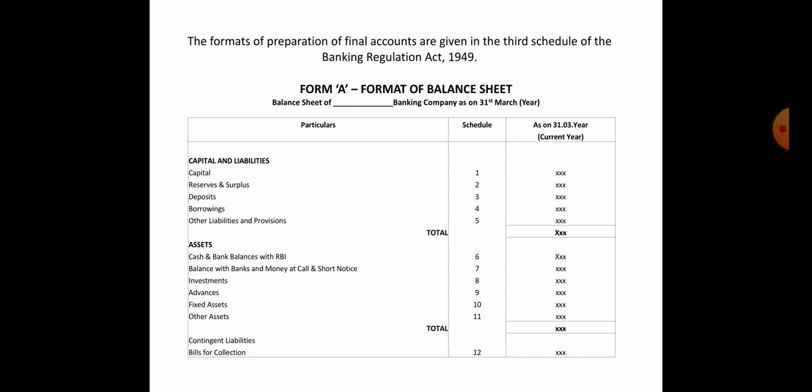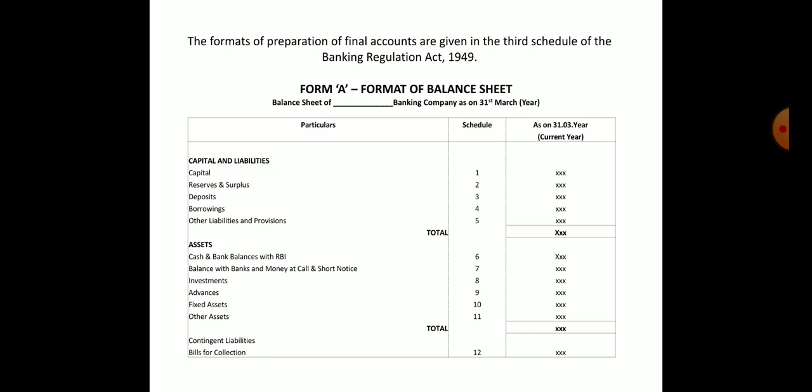There are basically two types of deposits. One is time deposits, such as fixed deposits, and another is demand deposits, such as saving deposits. Borrowings we can prepare under Schedule 4. Then other liabilities and provisions: any current liability or any kind of provision should be prepared under the 5th schedule.